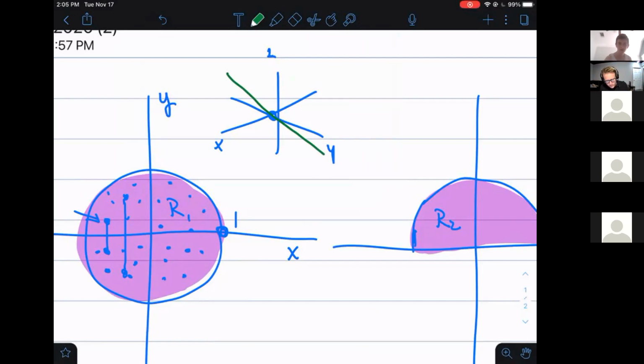Oh, sorry, I have this backwards. It goes like this. So this is the YZ plane here, right? And so this would be Z equals Y. So it's a plane that continues on forever.